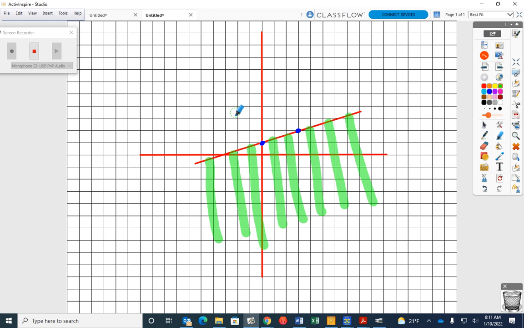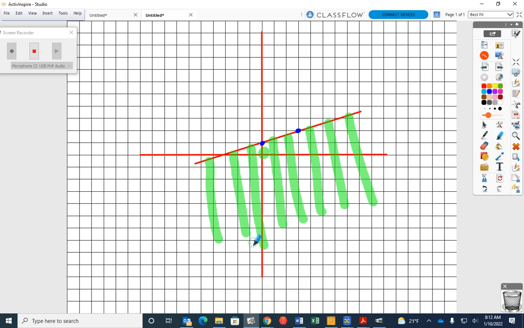Does that make sense? The test point's right here. If it's true, I shade this side. If it's false, I shade the other one. Does that apply each time? Is it always the bottom? Well, it may not be the bottom, because if my line was down here, it depends. If the test point makes it true when I plug it in, I shade the side that has the test point. If it's false, I shade the other side of the line. Does this make sense a little bit?